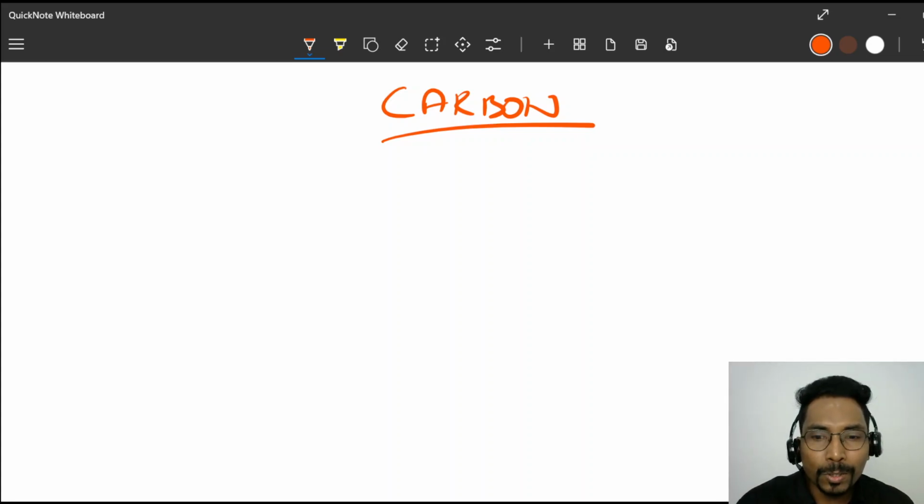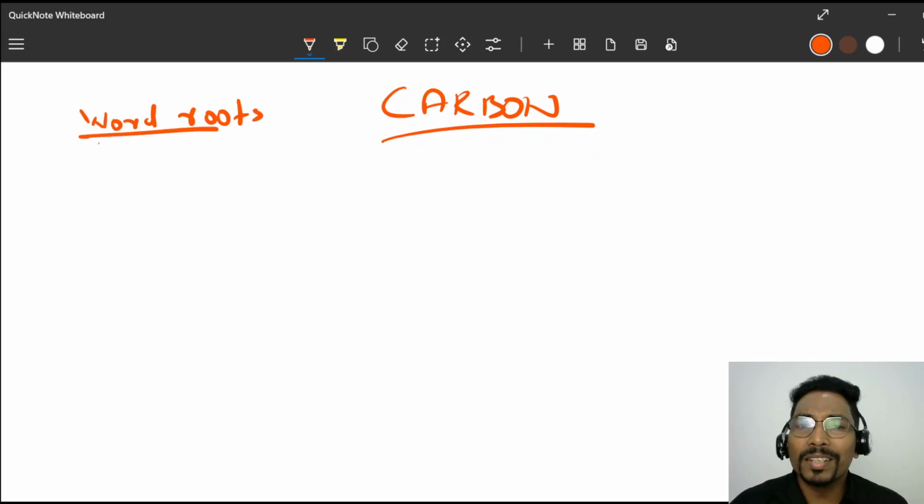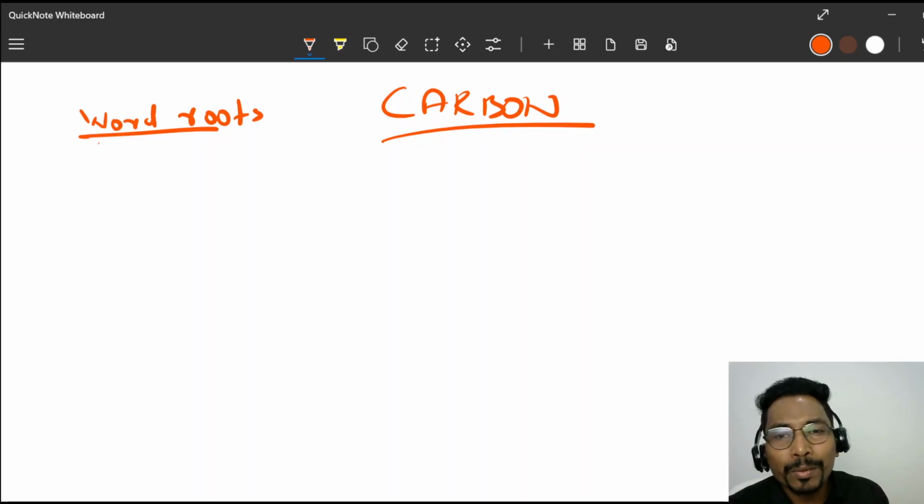Okay. So first, the very basic part of this particular chapter, that means without studying this you can't finish this chapter. So first one, these are the word roots. Word roots you must know for this particular topic. Word roots means nothing, just some terms which we use in organic chemistry for numbers 1 to 10.